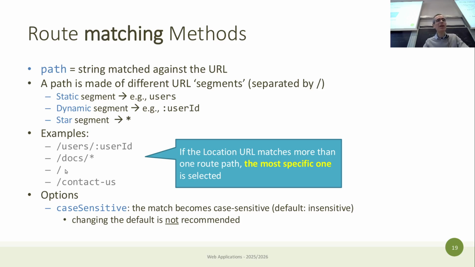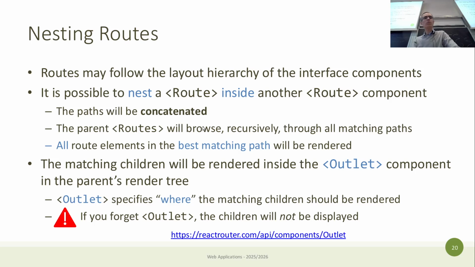Or slash asterisk, there is a catch-all URL, in case you want to show not found or something like this. But the most specific one is selected, just to make sure that we have URLs that have the same initial part. The one which is longer is the one that is matched. It makes sense. Nothing really special.